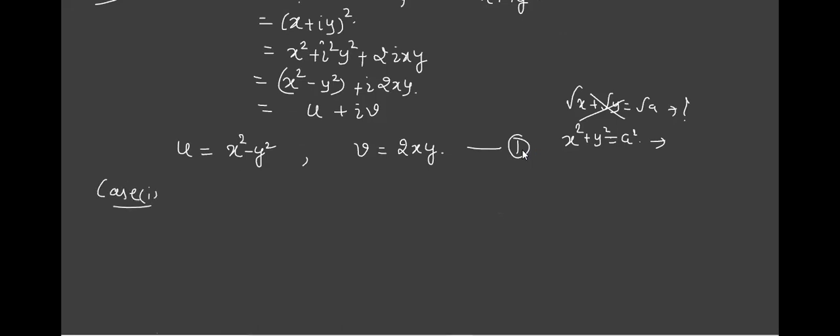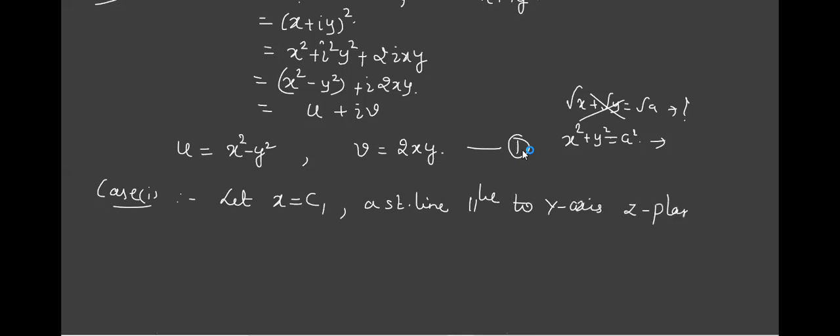What is the first case we have to take? x equal to c1. If I'm taking x equal to c1, in which plane am I taking this? In the z plane. And what is this representing? A straight line. Okay, what is the property of that? It is a line parallel to the y-axis. So we are taking, in the z plane, a line parallel to the y-axis.